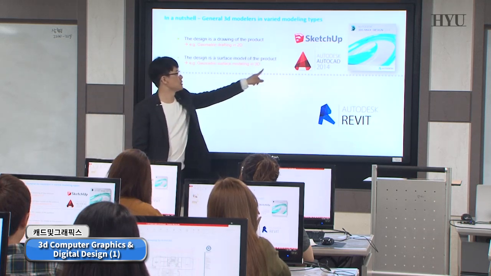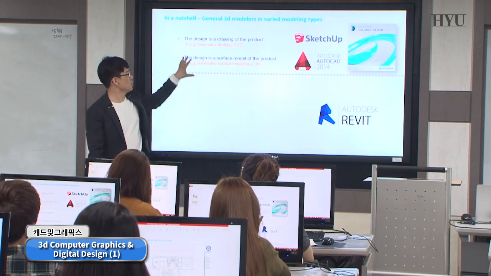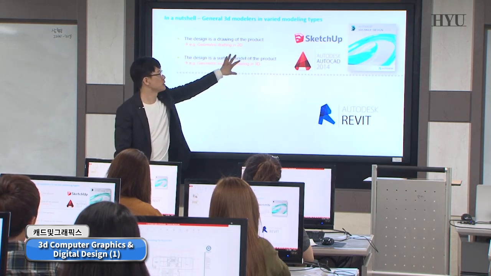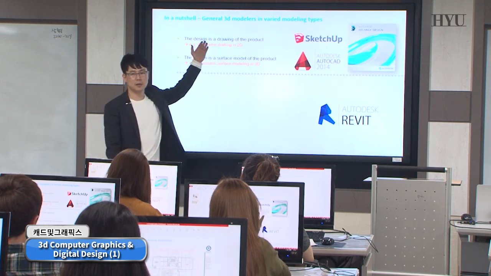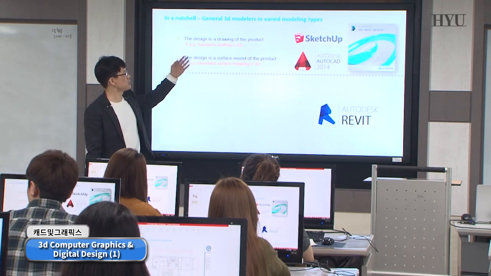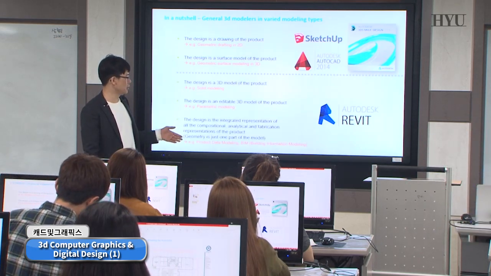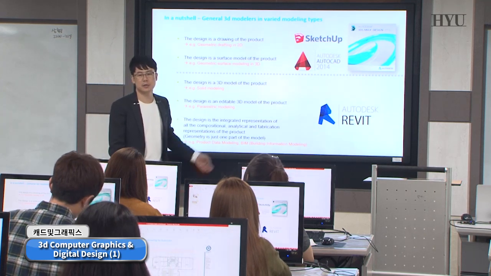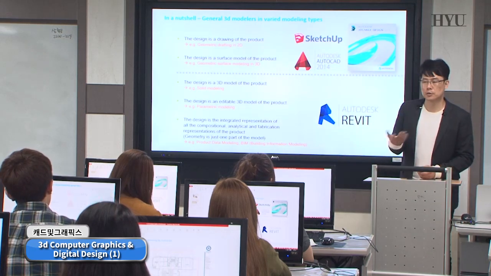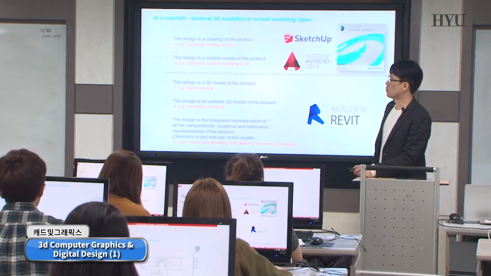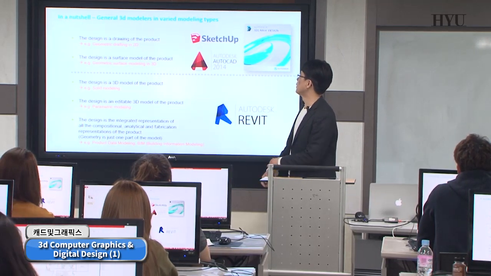The next phase is more advanced than this one: surface-based 3D. Okay, so now we are dealing with those parts. SketchUp, Rhino, AutoCAD, 3ds Max are all in this part. Okay, surface-based 3D or 2D. Then 3D solid, parametric modeling, BIM. This is not the subject for this semester. It's going to be next year's or your third year's BIM class subject. Anyway, general 3D modelers in varied modeling types.